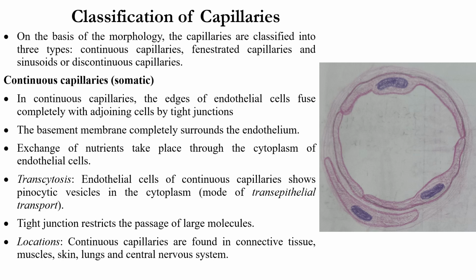In continuous capillaries, exchange of nutrients takes place through the cytoplasm of endothelial cells, and the way is known as transcytosis, in which the endothelial cells show pinocytic vesicles in the cytoplasm. There is a tight junction, so it restricts the passage of large molecules. And continuous capillaries are located in connective tissue, muscles, skin, lungs, and central nervous system.